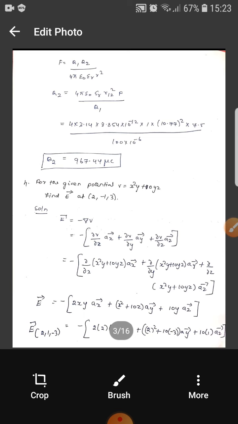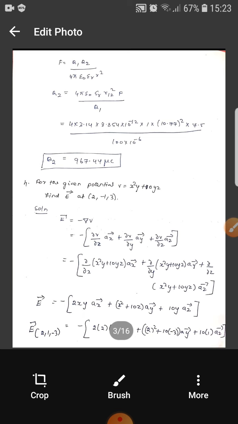We know the value of F, we know the value of Q1, we know the value of epsilon naught, epsilon R and R square. We are supposed to find the value of Q2. So the formula gets changed: Q2 is equal to 4 pi epsilon naught epsilon R R12 square into F divided by Q1. Substituting the values in the above formula, we will be getting Q2 is equal to 967.44 microcoulomb.